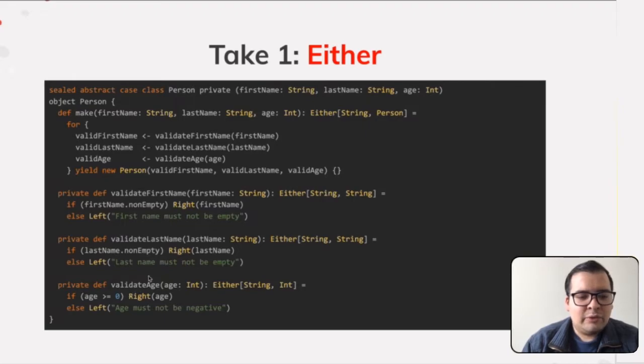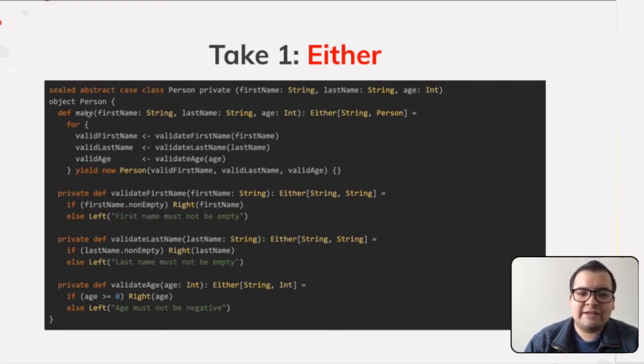And here below, we have 3 methods for validating each of these fields. For example, we have validateFirstName, which takes a first name, which is a String, and returns either a String error message, or a valid String containing the first name. So if the first name is not empty, we return a Right with the given value. Otherwise, we return a Left containing an error message. In this case, first name must not be empty. The other two methods for validating last name and validating age are very similar.